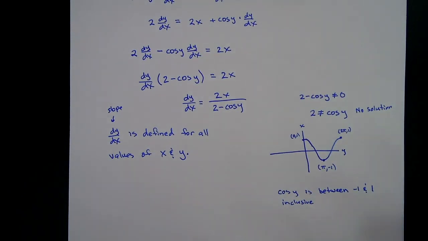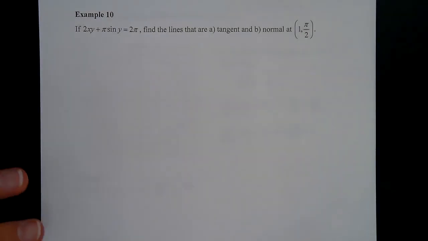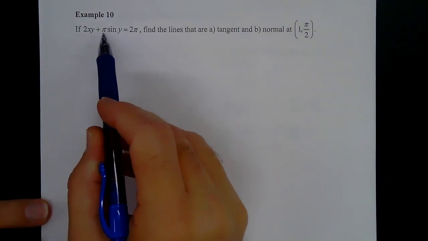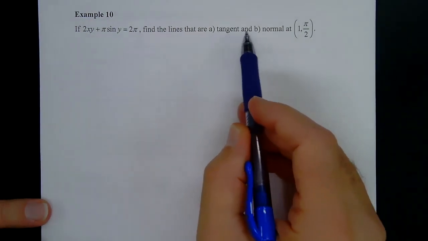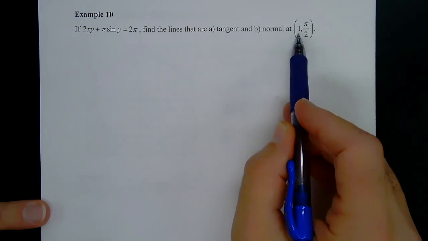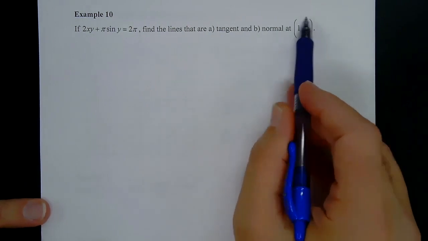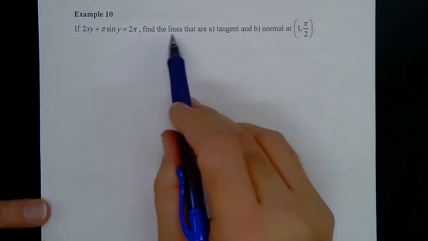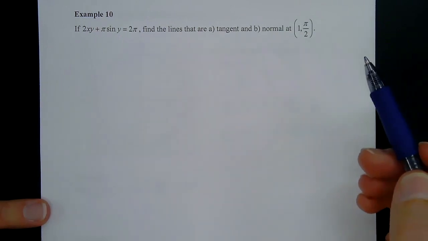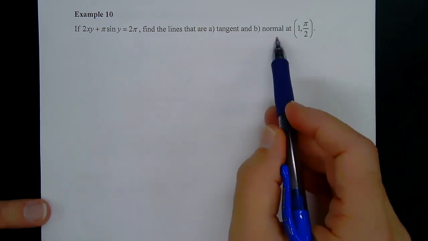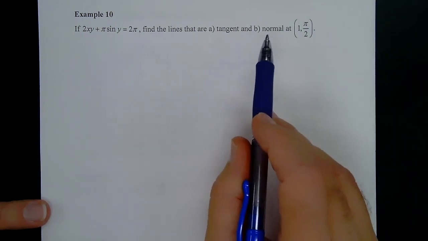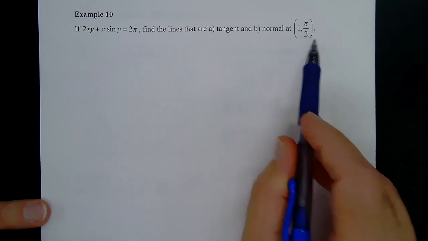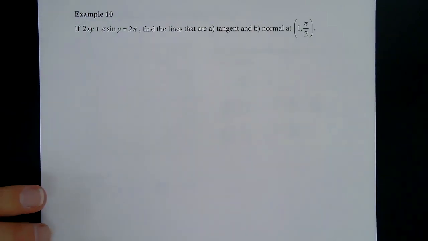All right, guys, let's go to the next problem. I promise the next one will be easier. So for this next problem, if 2xy plus pi sine y is equal to 2 pi, find the lines that are tangent and normal at the point (1, pi over 2). So here's my point. When they say find the lines, you want to find the equations of the tangent line and the normal line. So we're going to need to know the slope of the tangent line. From that, we can get the slope of the normal line. And then we have our point, and then we can write our equation.